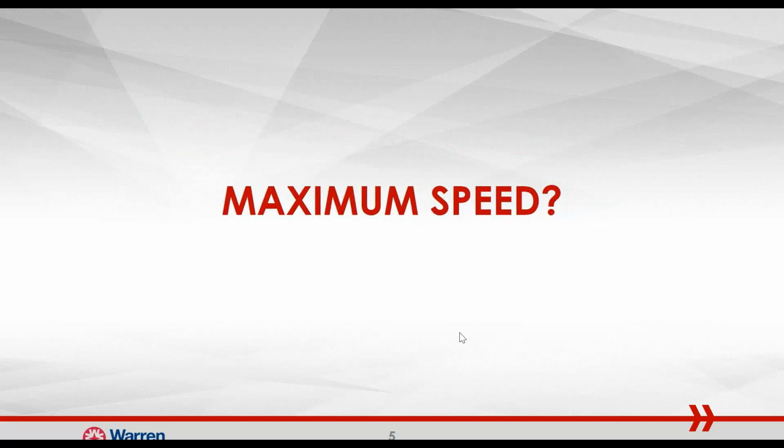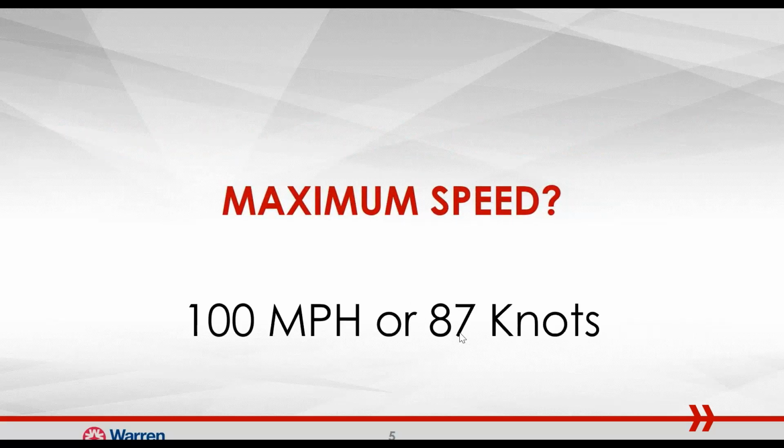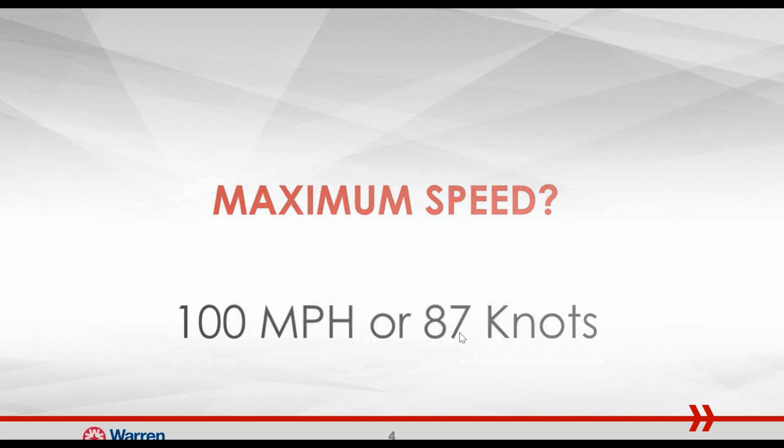What's the maximum speed you may fly a drone? It will be either 100 miles per hour or 87 knots. On your test, you may get one, both, or either of the answers. So please be careful, because sometimes it may appear as 87 miles per hour and 100 knots. So remember, maximum speed, 100 miles per hour, 87 knots.